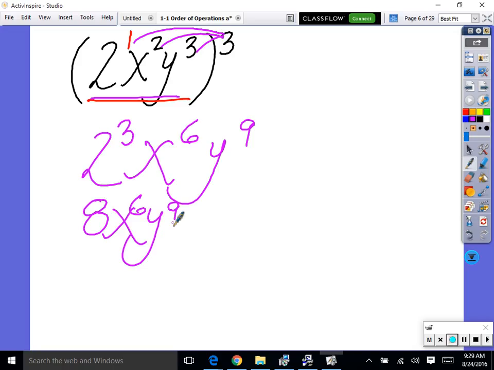Okay, let's practice again. If everybody doesn't say yes, then I'm going to make you come and say yes to yourselves. Is this the most simplified answer? Yes, sweet. We're good then. We're moving on. We can't combine those, not like bases.